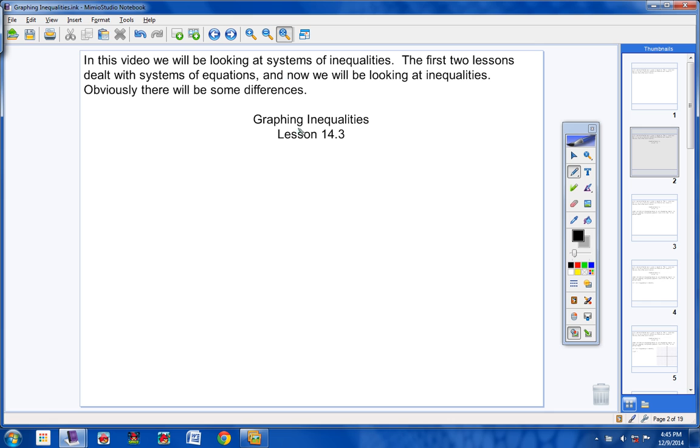Your heading today is Graphing Inequalities. Please copy that down. Lesson 14.3. Graphing Inequalities, Lesson 14.3. And be sure and include today's date. Okay? I'll give you a second to copy that down.